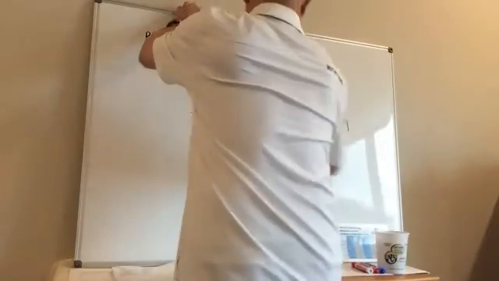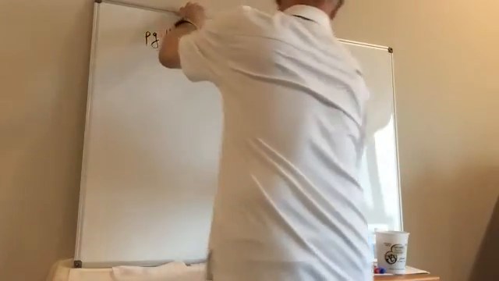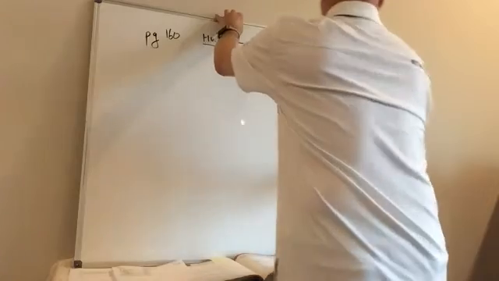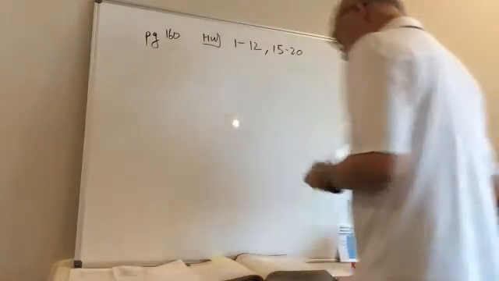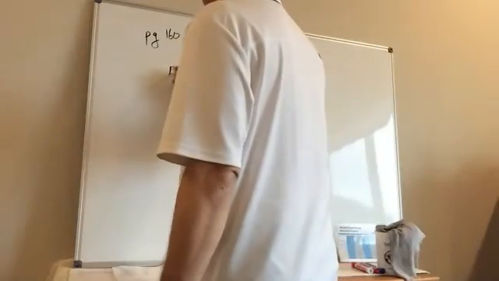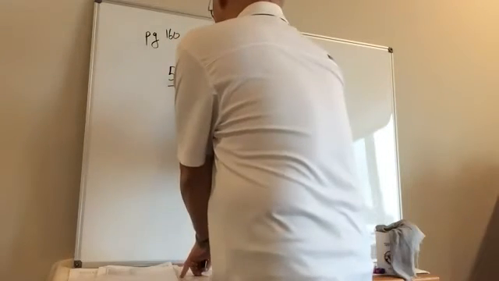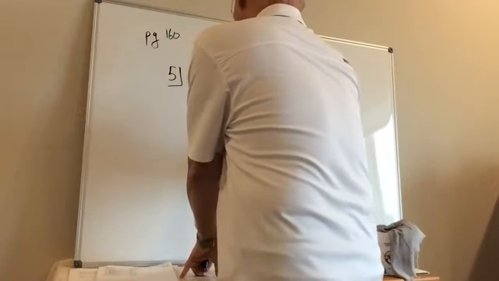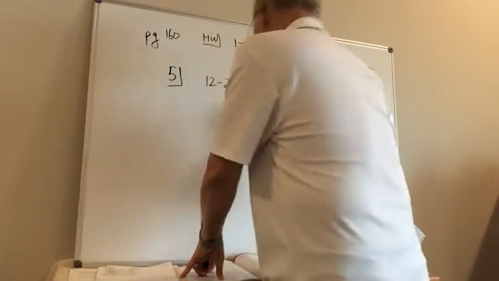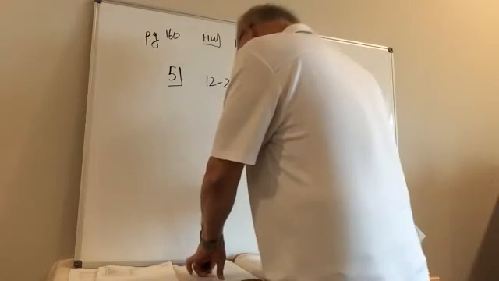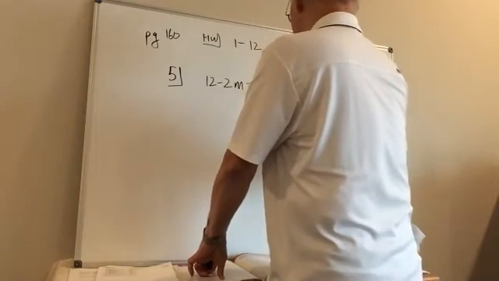All right, so now let's move on to number 5. Number 5, I have 12 minus 2m plus 5 is equal to minus 1.